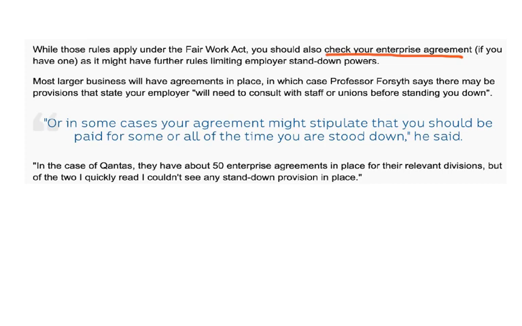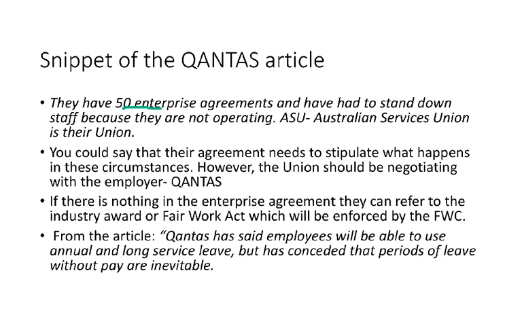So he says here, much larger businesses will have agreements in place, so you need to consult with staff and the union. This is the role of the union. Obviously the union has negotiated with the employer this condition in their enterprise agreement. With Qantas, they have about 50 enterprise agreements because they hire such different people for different roles. So just to repeat, Qantas have 50 enterprise agreements and have to stand down staff because they're not operating. They don't have any business or hardly any business.